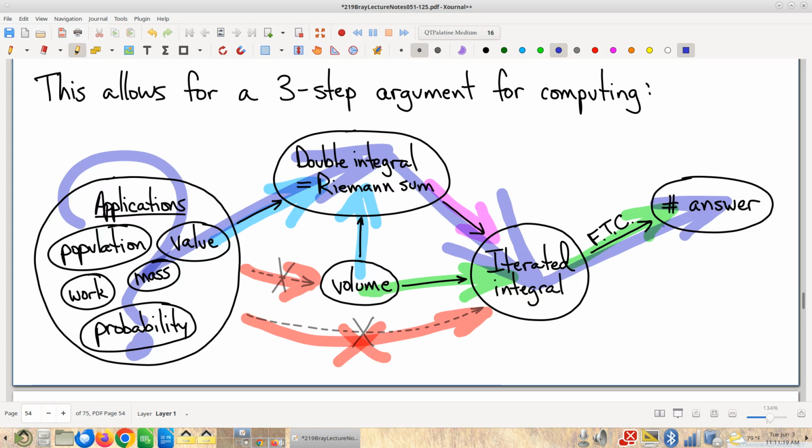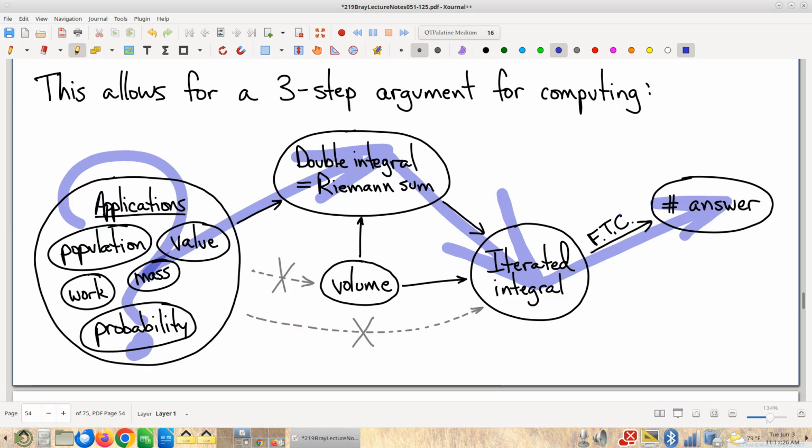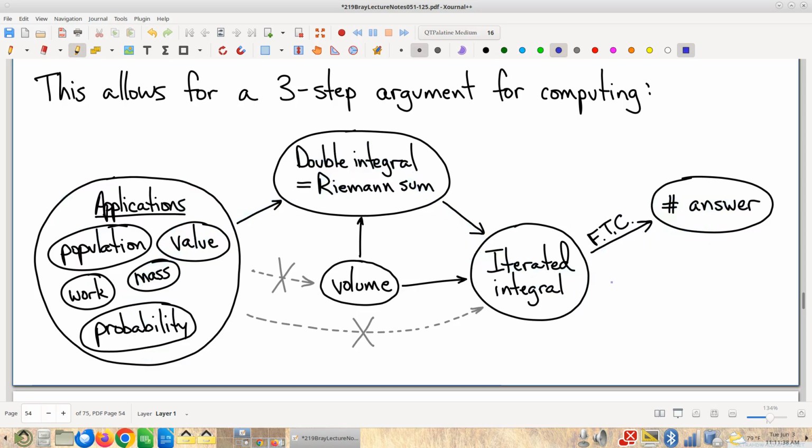And now let me get rid of everything that we don't really need to worry about anymore. This is our computational strategy that we've got. A 3-step process. How we doing? Everybody's happy? Okay.